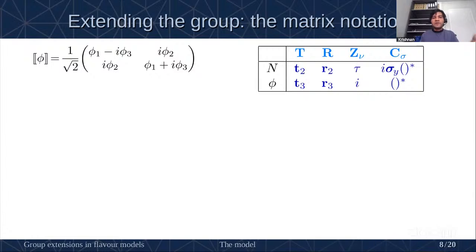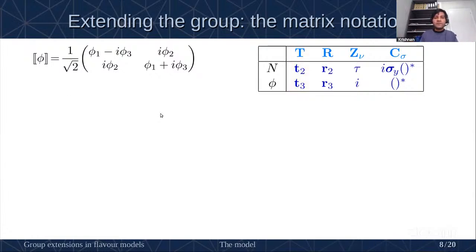So this is from the previous slide. We have phi put in this matrix form. It's a triplet, and how this phi transforms is put in this table. Now what I'm going to say is that this phi itself doesn't exist. Rather, phi is constructed from some more elementary flavons. So phi itself is not elementary, it's composed of something else. So this is the construction here.